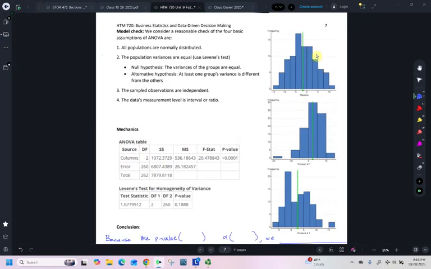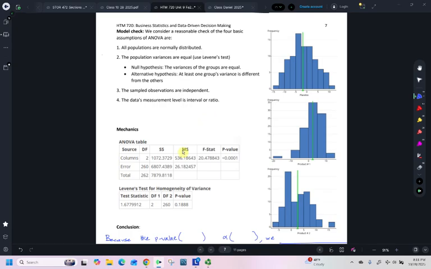And I can see that this group is approximately symmetric, normally distributed. This is also approximately symmetric, and this is also approximately symmetric. So the assumption of normality of distribution, if it is reflected by the samples taken from each of those populations, is well documented. Then, what about the assumption that the population variances are equal using Levene's test?